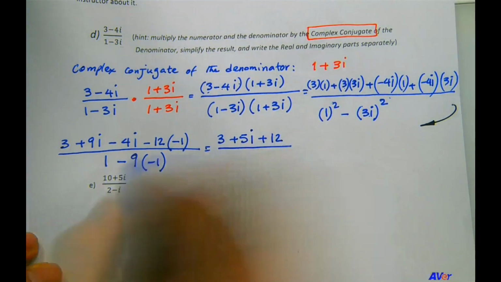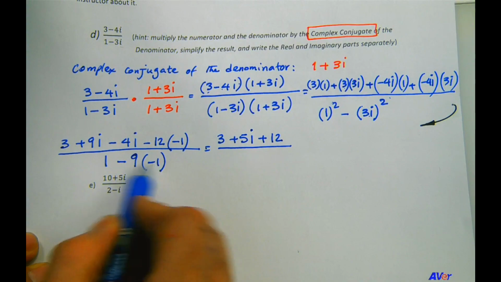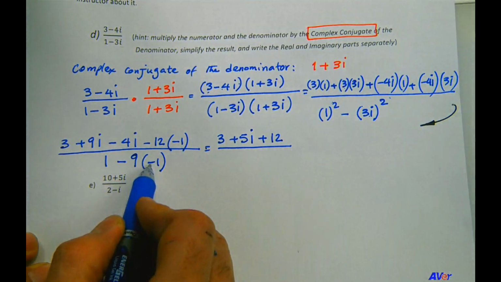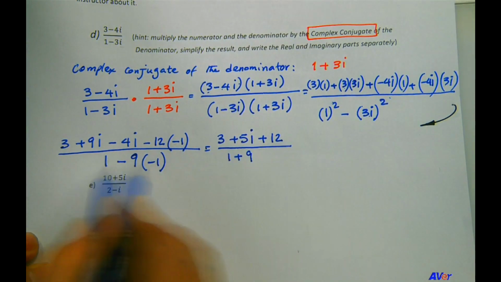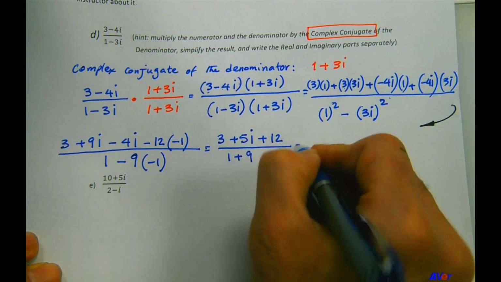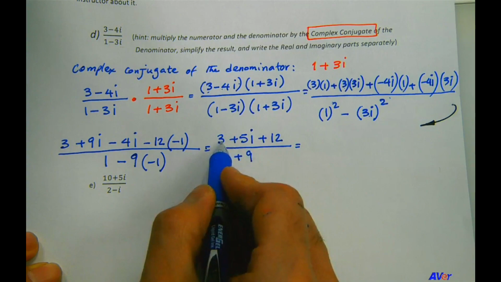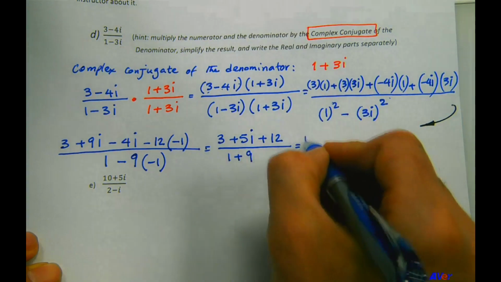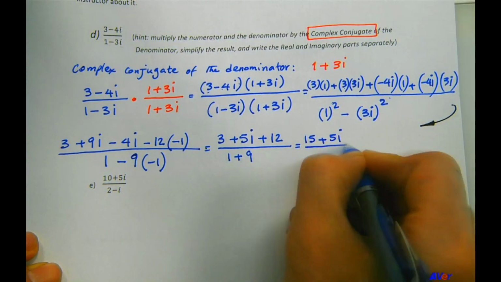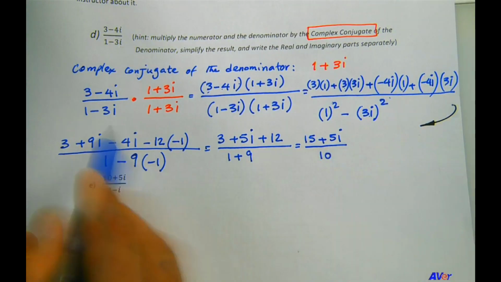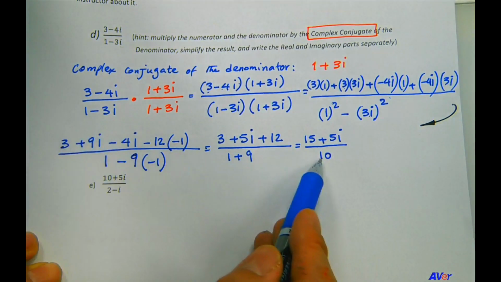Divided by, what do we have here? 1 minus 9 times minus 1 is minus positive 9, right? 1 plus 9, right? That gives us that. So let's simplify again. 12 plus 3 is 15, plus 5i divided by 10, right? So we've been able to rationalize the denominator. The complex number is gone.